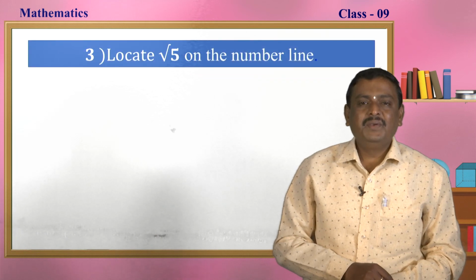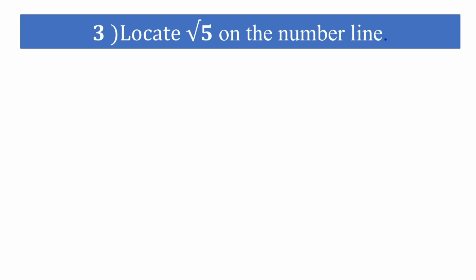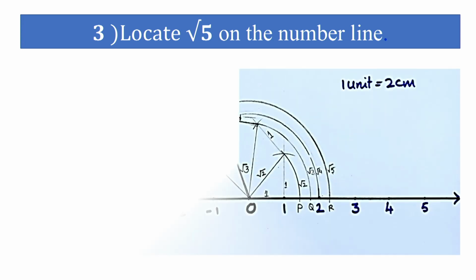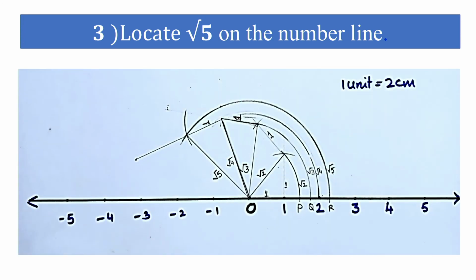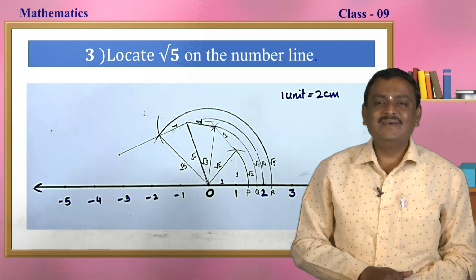Next, locate root 5 on the number line. I think you located it. Please observe. First you have to locate root 2, then root 3, then root 4, and then root 5. This is the construction figure, my dear students. Let us move on to the next one.